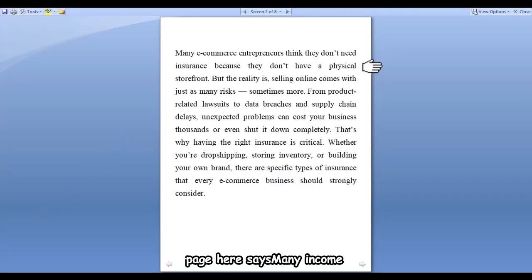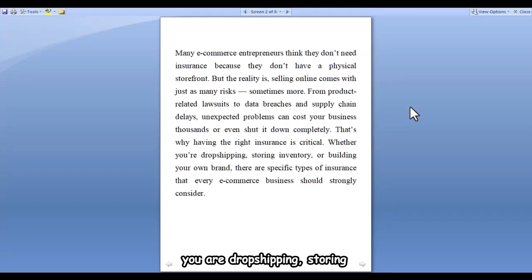The next page says many entrepreneurs think they don't need insurance because they don't have a physical storefront. But the reality is selling online comes with just as many risks, sometimes more, from product-related lawsuits to data breaches and supply chain delays. Unexpected problems can cost your business thousands or even shut it down completely. That's why having the right insurance is critical.